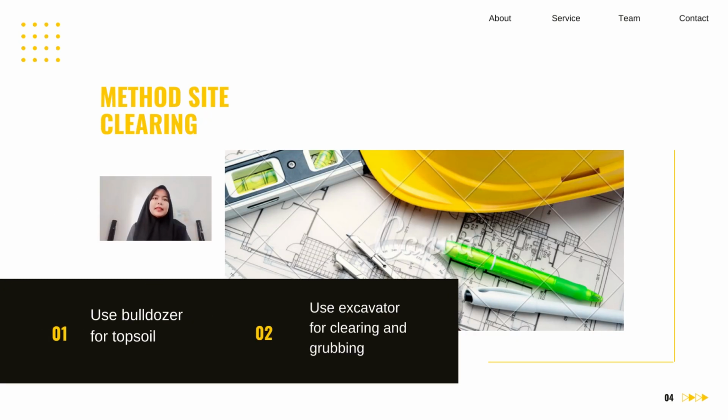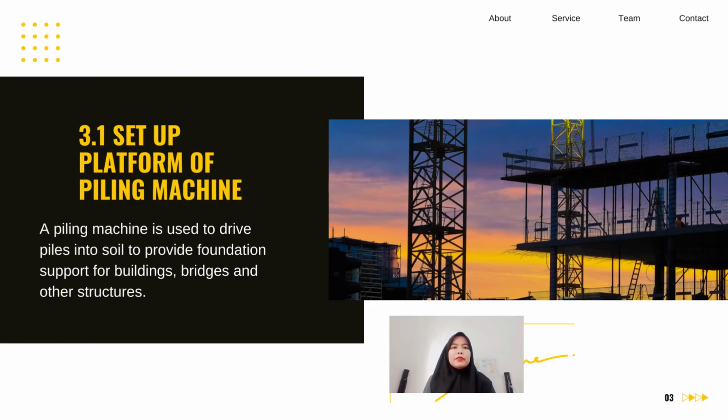For the method of site clearing, we have two: use a bulldozer for topsoil, and second, use an excavator for clearing and grubbing. For setting up the platform of the piling machine, a piling machine is used to drive piles into the soil to provide foundation support for buildings, bridges, and other structures.